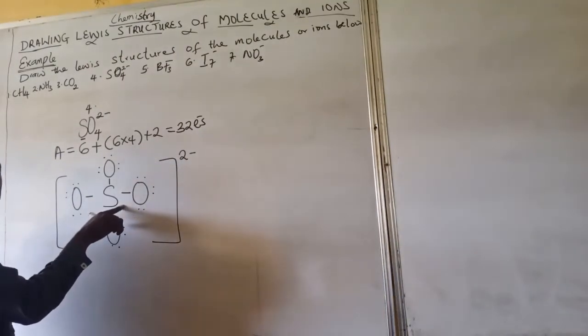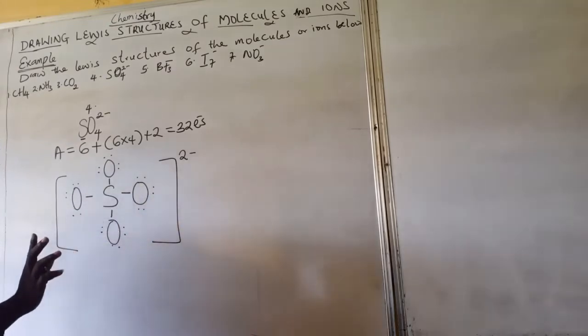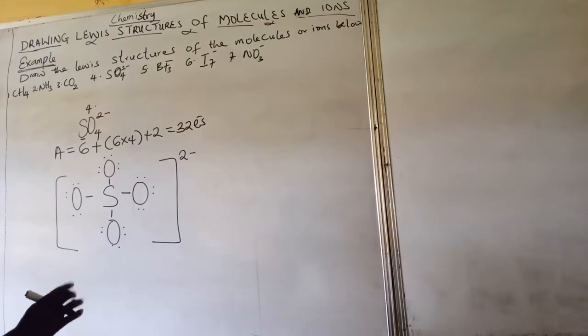Now check: the sulfur here is completing its octet. Yes, 2, 4, 6, 8. So this one is balanced. This one is very much okay.